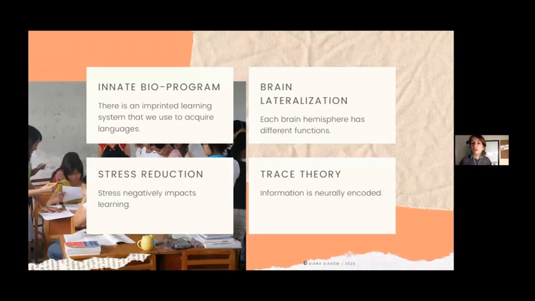And then trace theory has to do with the way we memorize things. So in TPR, and it's not only in TPR, but basically the theory claims that every piece and bit of information that we memorize is encoded in our neurological structures. So whatever we learn, it has its own representation in our brain, in synapses. There are some connections happening, and we want to facilitate those in the language teaching.